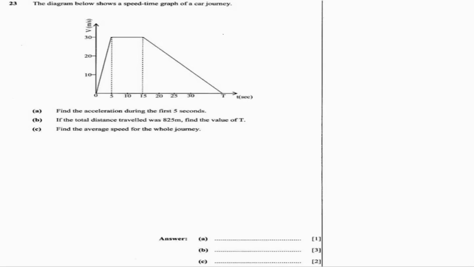Today we're going to be looking at a speed time graph of a car journey and the type of question that we can answer from there. So this is typically a kinematics question, and you will see it in both paper 1 and paper 2 at the O level stage, and at the A level you can also see similar types of questions asked in a different way.